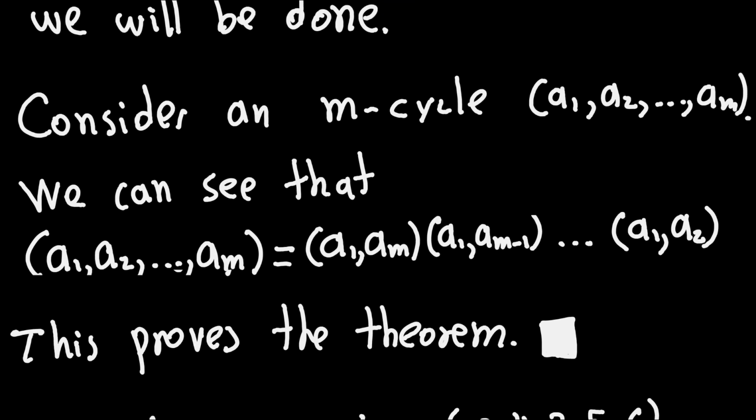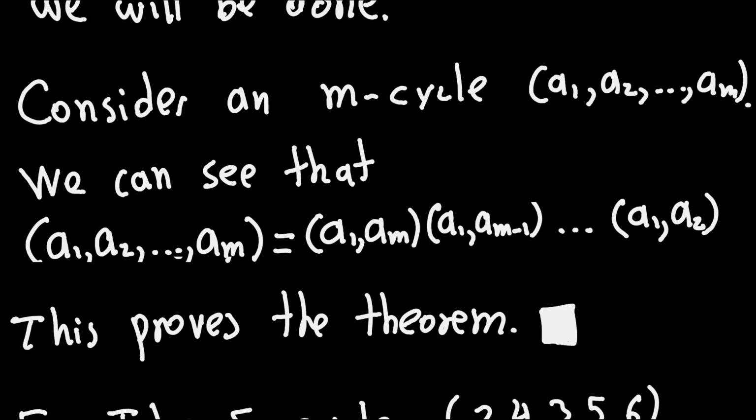So let's do that. Let's consider a general m-cycle. So let's say the m-cycle is (a1 ... am), where these are arbitrary elements and m could be bigger than 2.